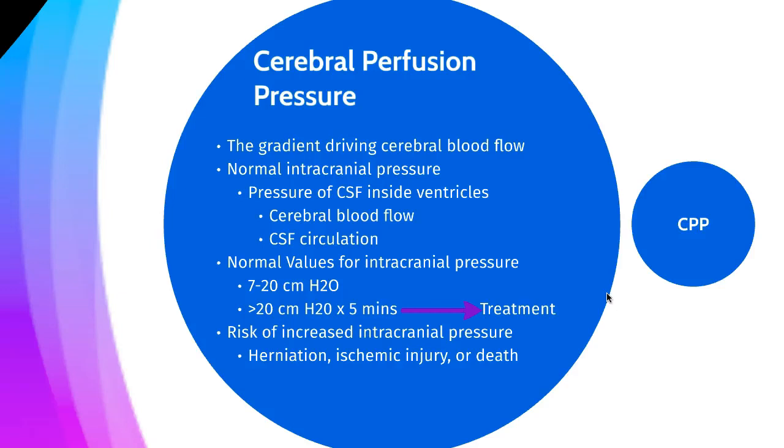So first you have to understand what the normal intracranial pressure is, and this is basically the pressure of the CSF inside the ventricles, and this is determined by both cerebral blood flow and CSF circulation. Normal values are anywhere from 7 to 20 centimeters of water. If you are greater than 20 for more than 5 minutes, you are severely increasing your risk for further cerebral edema. This could result in herniation syndromes, ischemic injuries, or death, and therefore it is recommended to aggressively treat this.